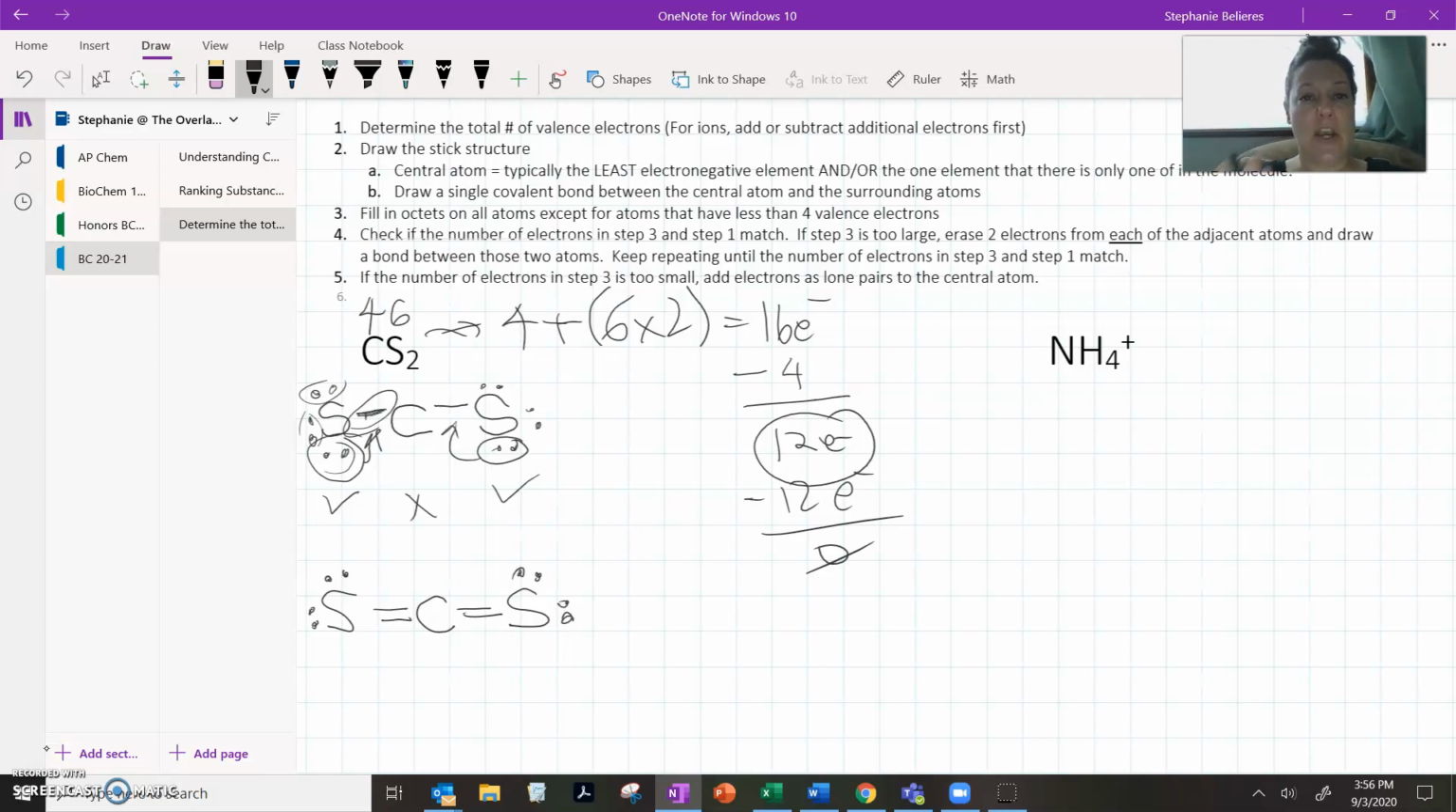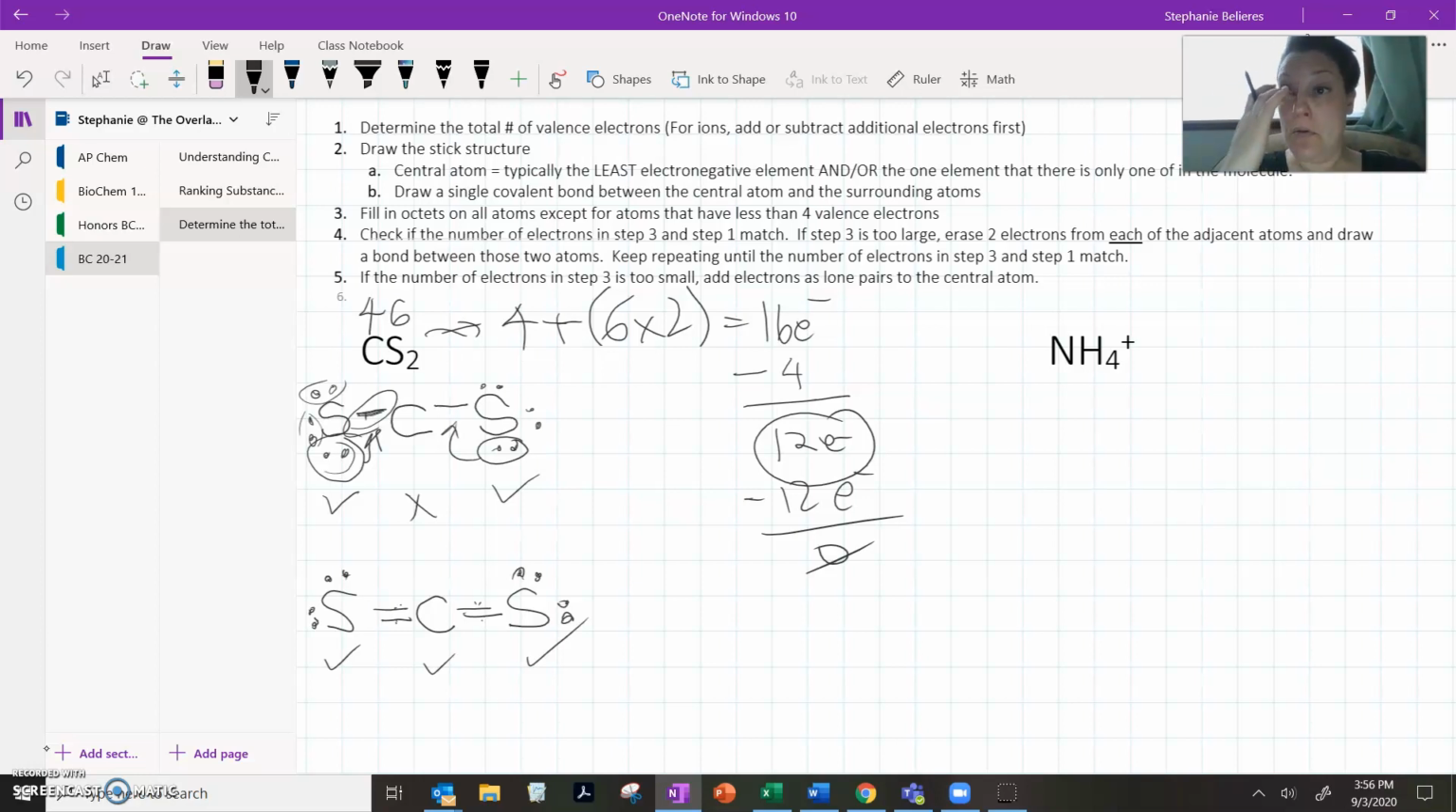But now I'm going to double check just to make sure that everything's satisfied with an octet. I've got 2, 4, 6, 8, 2, 4, 6, 8, and then 2, 4, 6, 8. So now we're good to go. So carbon disulfide, the way I've drawn it here, that carbon is connected to each sulfur with a double bond.